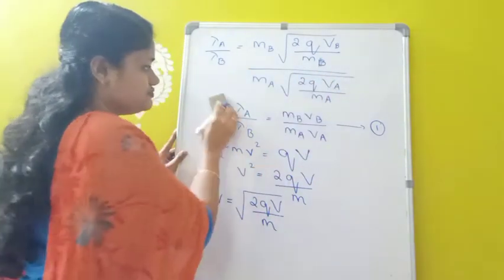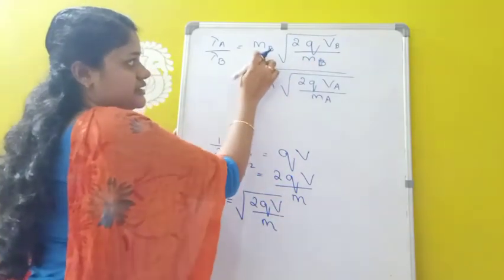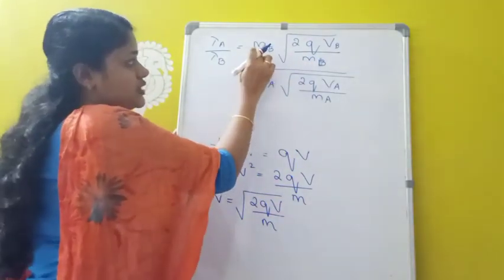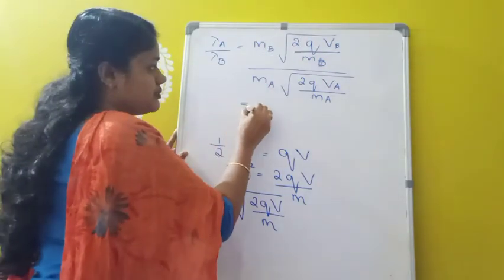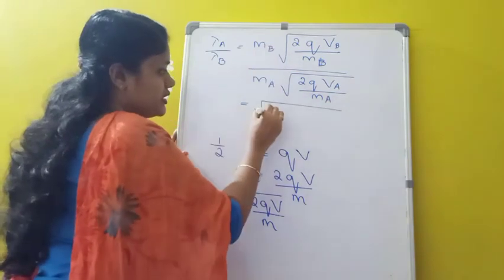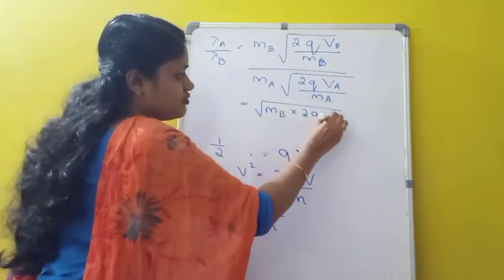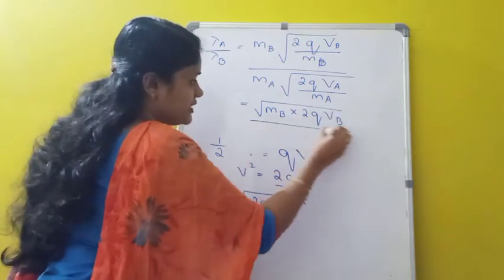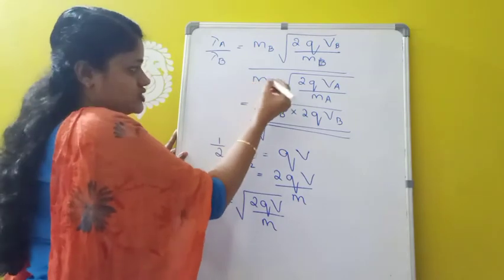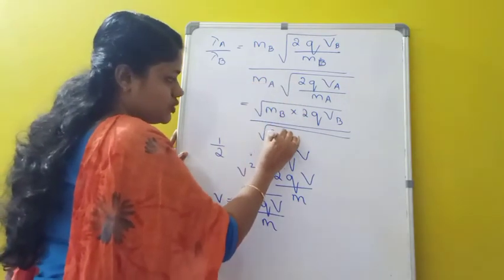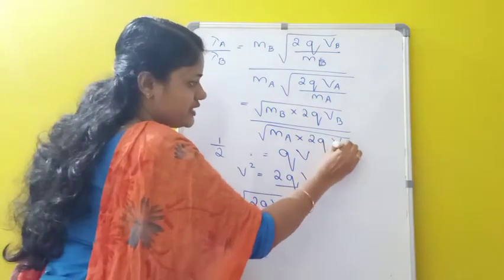Okay, now here root Mb is there and here another Mb. So Mb means root Mb into root Mb. One root Mb cancels, remaining we get root of Mb, then 2q into Vb divided by, here also Ma can be written as root Ma into root Ma. One root Ma cancels, remaining one more root Ma into 2q into Va.